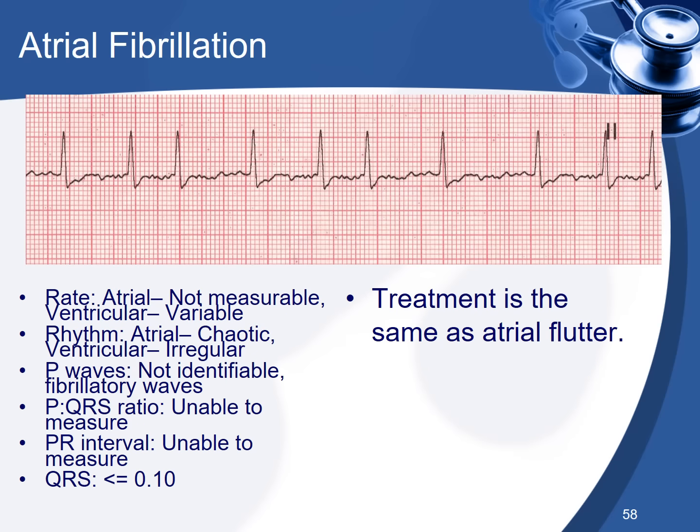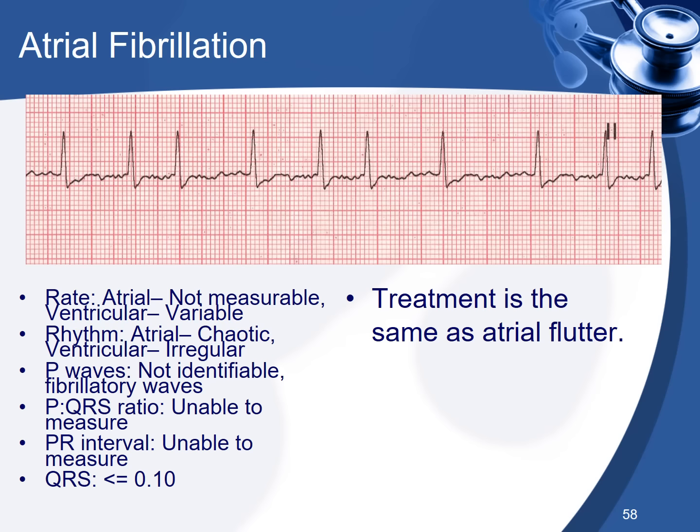The next rhythm is atrial fibrillation. There is a difference between atrial fibrillation and atrial flutter because atrial fibrillation is not regular. Nothing is measurable. You don't even have those sawtooth waves. It looks kind of like a squiggly baseline, and that basically is what the atria is doing. It's really moving, but it's not fluttering, it's not contracting. It's just a very irregular, erratic movement.